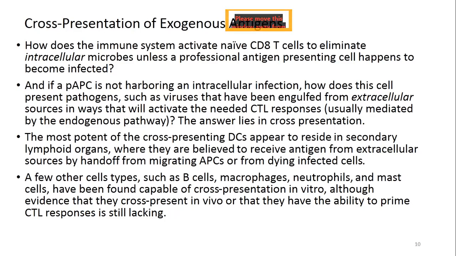Actually, these answers lie in cross-presentation. It means presentation of an exogenous antigen by diverting it into the endogenous pathway. And why? To activate antigen-specific CD8 T cells, as the antigen-presenting cell will also express co-stimulatory molecules to induce CD8 cytotoxic T cells to respond to the infection.